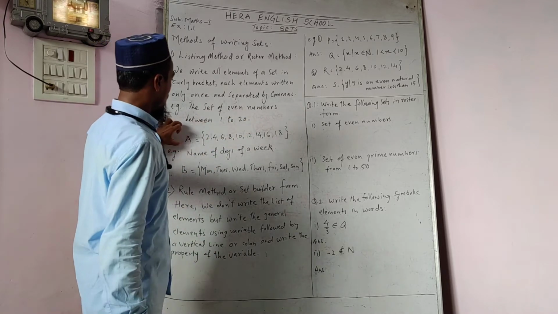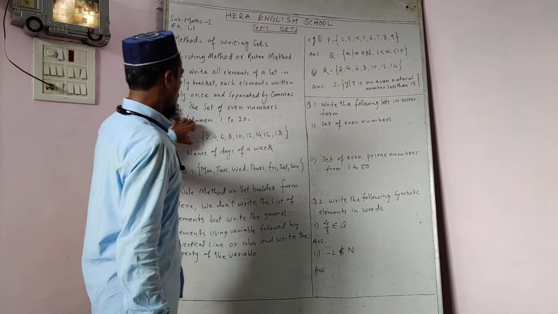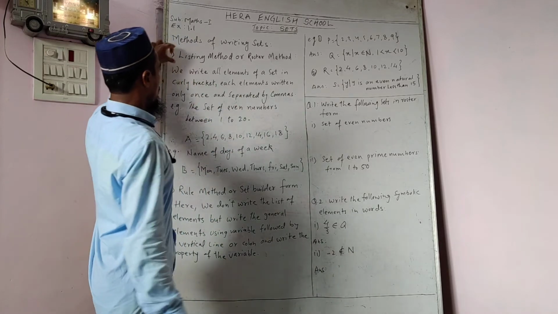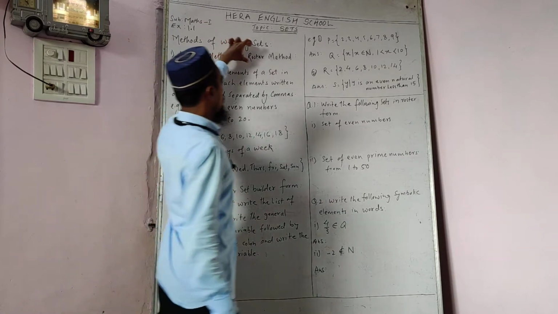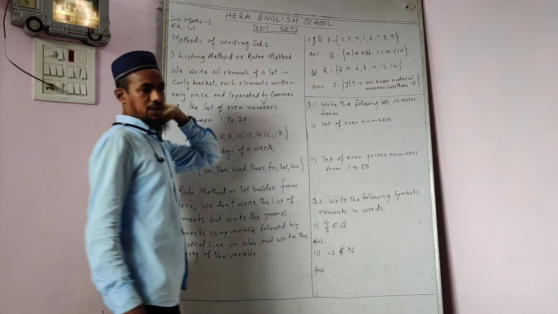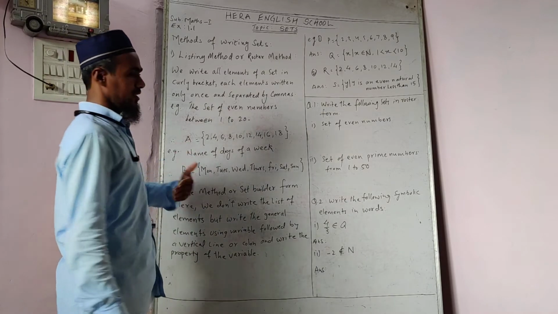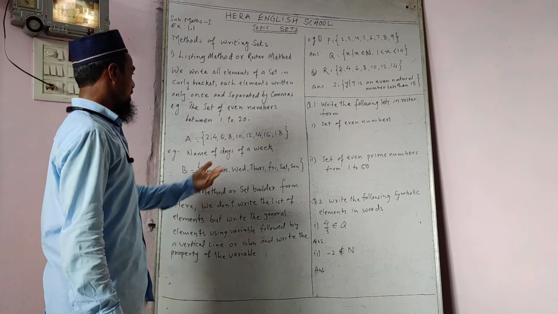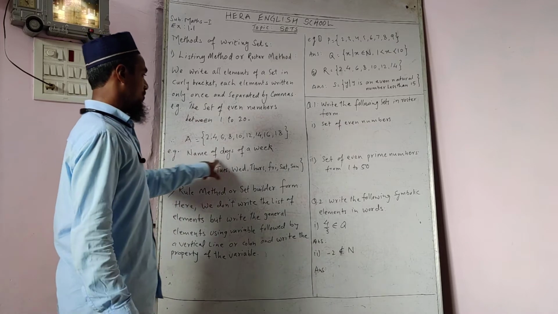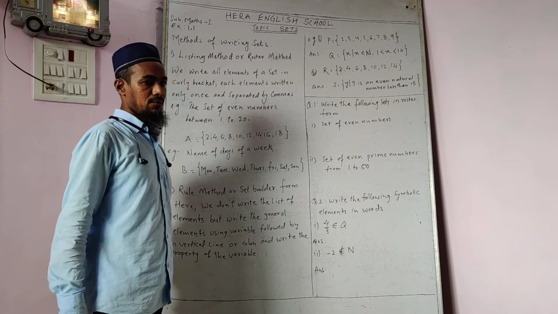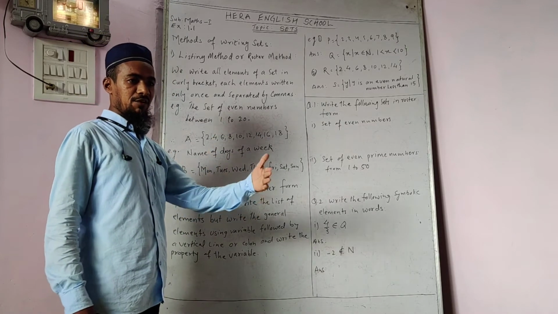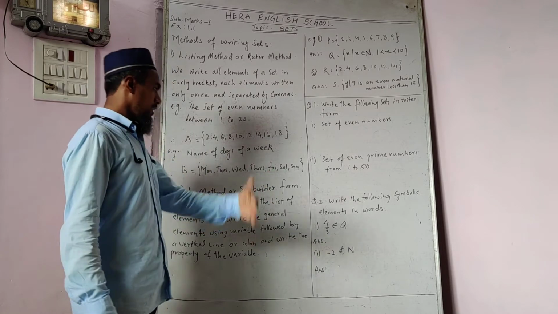This is the writing of a set in the listing method or roster method. You got it. Many examples are in your textbook also; you can see that. Now see the next example: names of days of a week. How many days are in a week? 7 days are there.